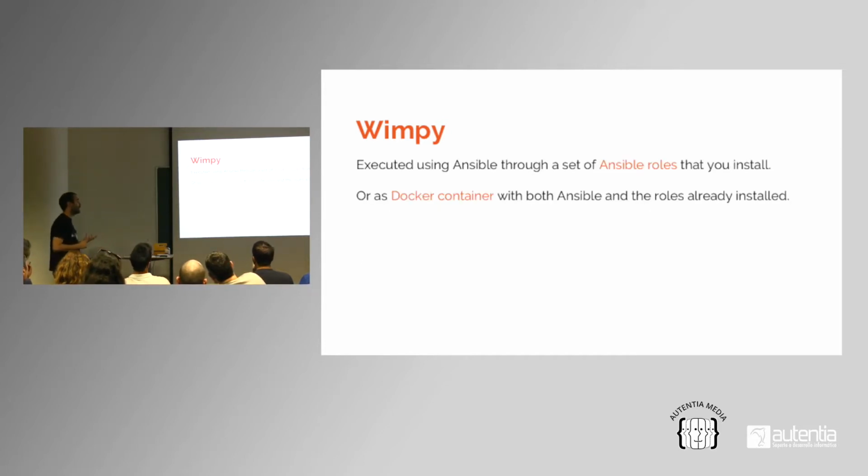Wimpy is a tool that is implemented using Ansible. Ansible is a tool that lets you automate the execution of tasks against some servers. But in this case, we are not going to execute any actions against servers, but we are going to use the Amazon API. And you can use it as Ansible roles that you can install. But if you don't have Ansible or you don't really know how Ansible works, you can use just our Docker container image that you can just run and it works out of the box.